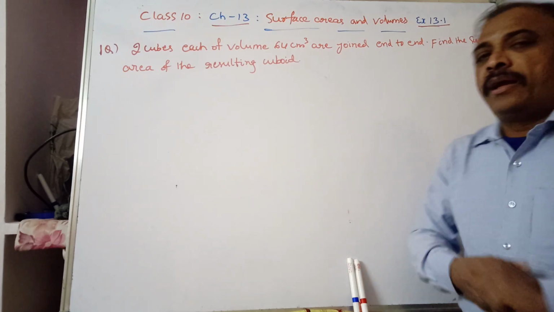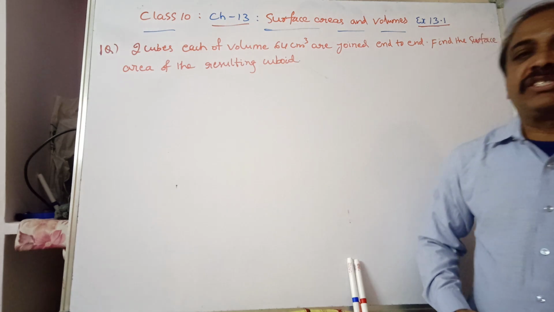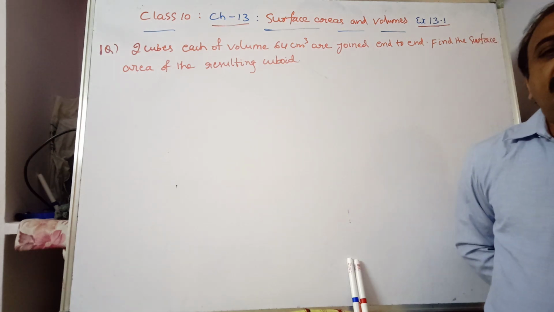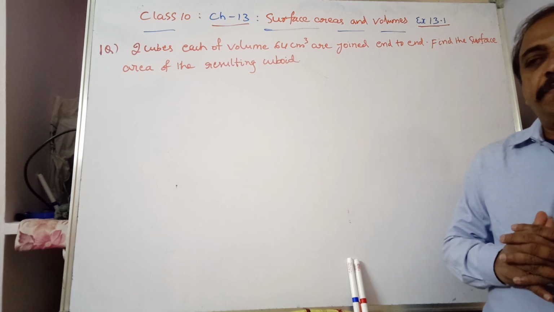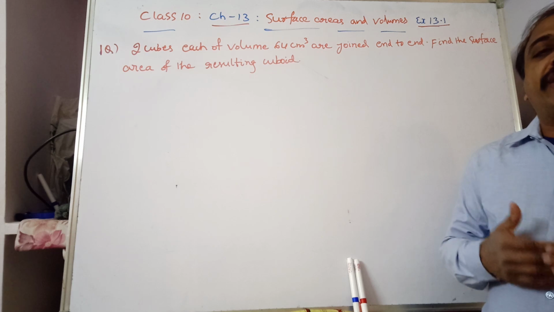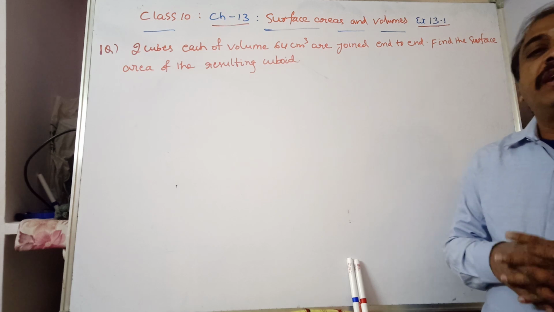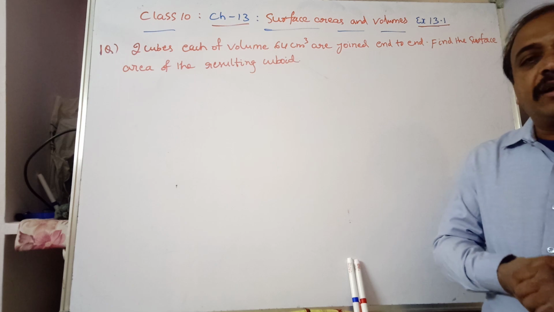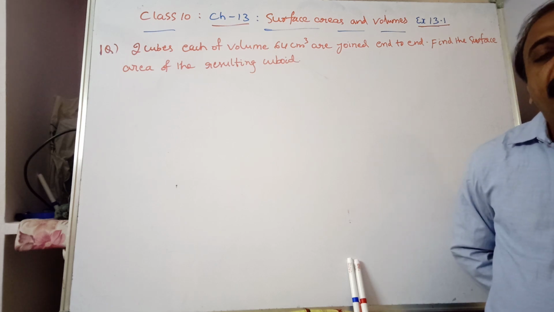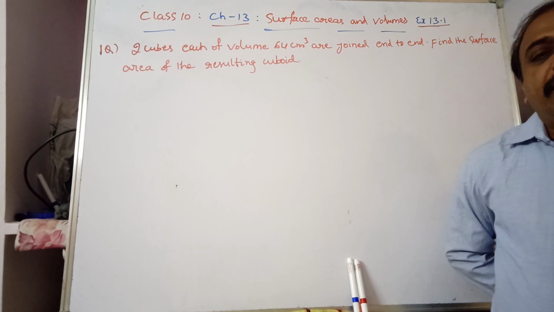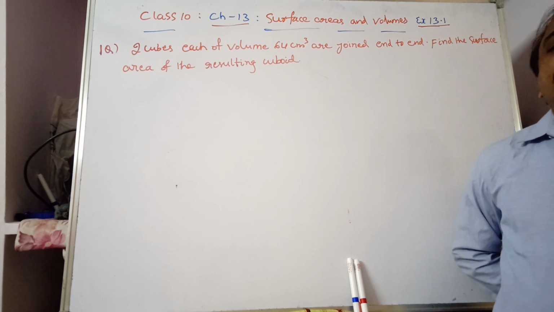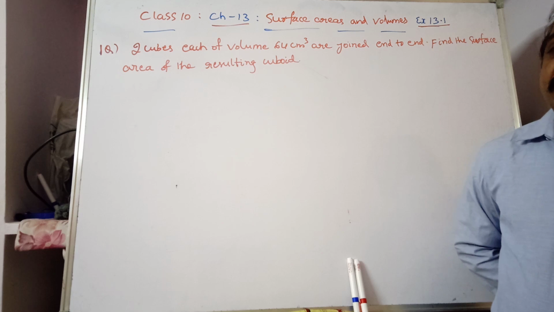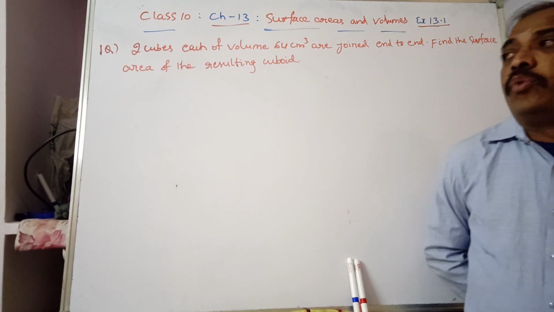Hi students, I hope you understood what we discussed in the previous session about surface areas and volumes: the concept, what the solid shapes are, and the combinations of solid shapes. We have also discussed the formulas for all the solid shapes: curved surface area, total surface area, and volume. Today we are going to discuss Exercise 13.1 from Surface Areas and Volumes.